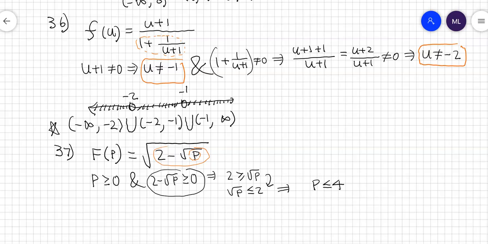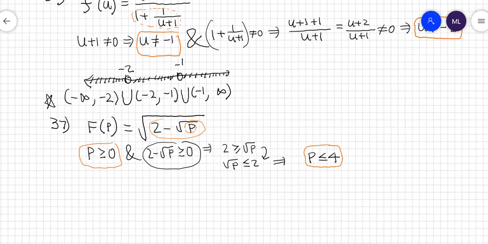And then also from this condition, p has to be greater than or equal to 0, and p has to be less than or equal to 4. So we have, this is 0, this is 4, p has to be here. Okay. So interval notation is simply [0, 4]. That's the domain. Okay. So that is 37. Let's do a few more.